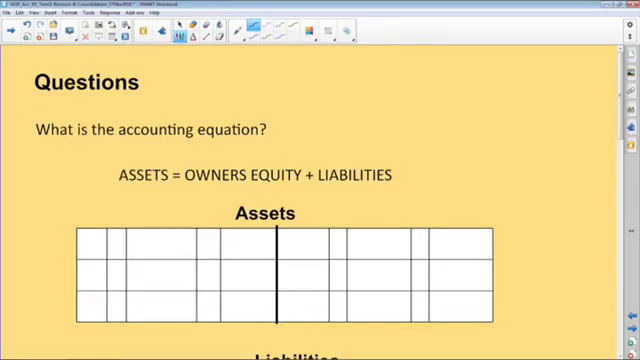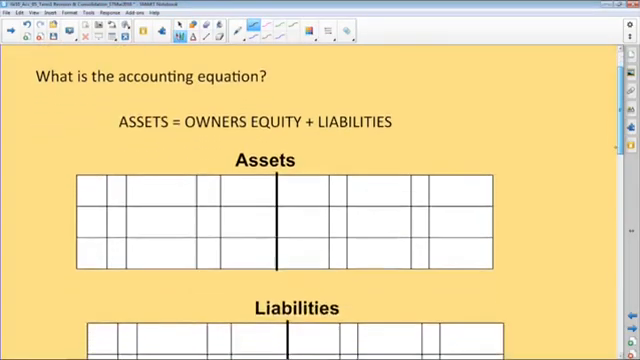Now again, firstly, your assets will always equal owner's equity plus liabilities. Now firstly, we're going to look at your assets. Remember, assets are stuff that I own. It's belongings that the business has. They will have these things and own them, and all assets will be plus minus.